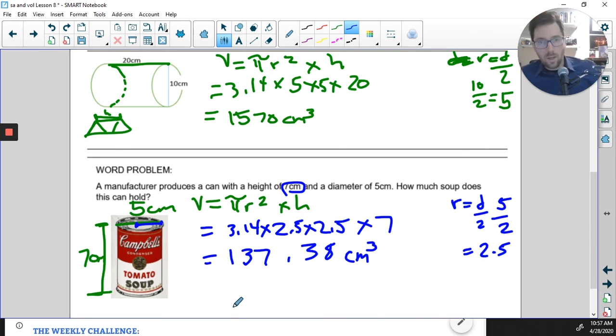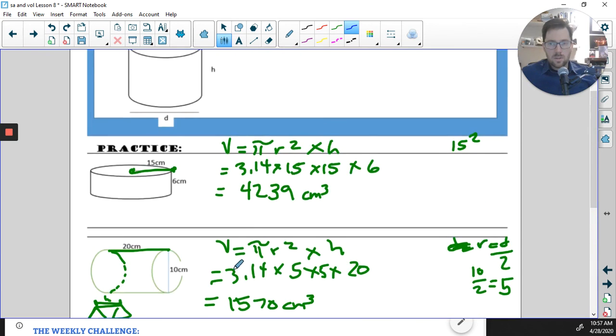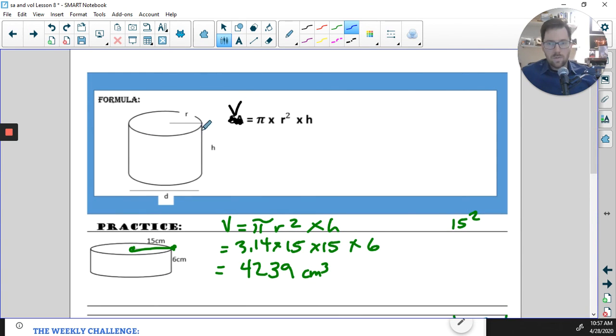Excellent. So that's it. Taking a look through our word problems and our regular problems with our volume of a cylinder, pi times r squared, just don't get caught up with your diameter, times the height. Again, the height is the distance between the two circles. So work through the questions. Let me know if you have any problems.